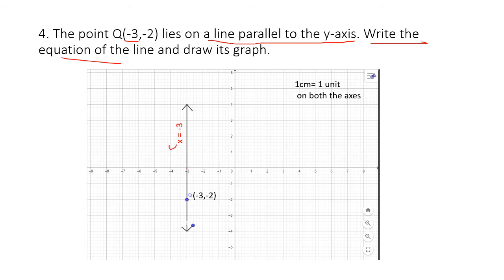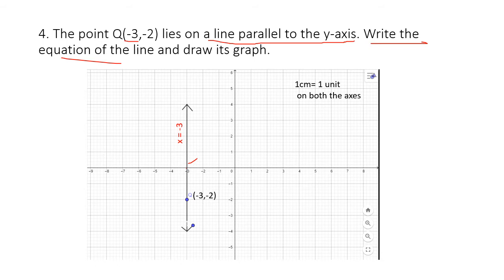How do we write this? x is equal to -3. Since this line is parallel to the y-axis, what will be its x coordinate? The x coordinate will be the value where this line is, at the point -3, right? So therefore we write down x is equal to -3 as its equation.